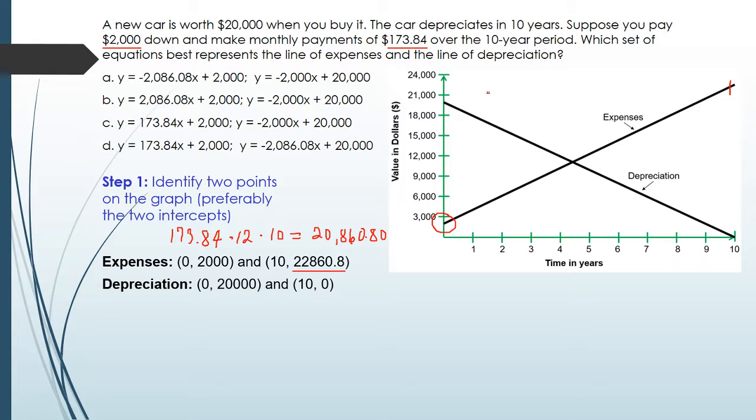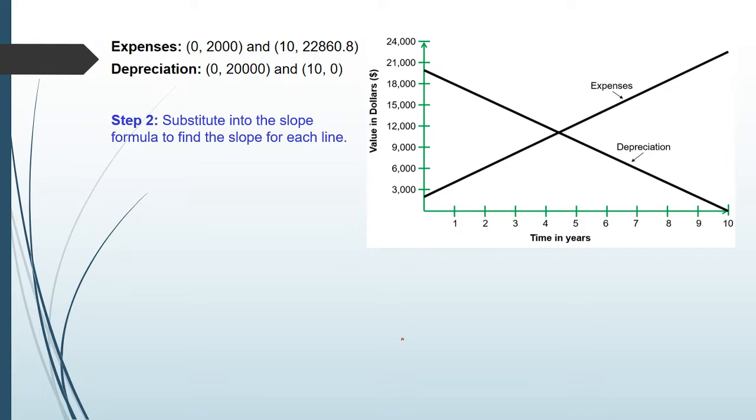For depreciation, we actually have two intercepts. This right here, the y-intercept, is 20,000 because that's how much the car was worth when we first bought it, and after 10 years it depreciated. That means in 10 years it has no value, and that's why we got 0 right there. So those are the 2 points for each of the lines. So that's step 1.